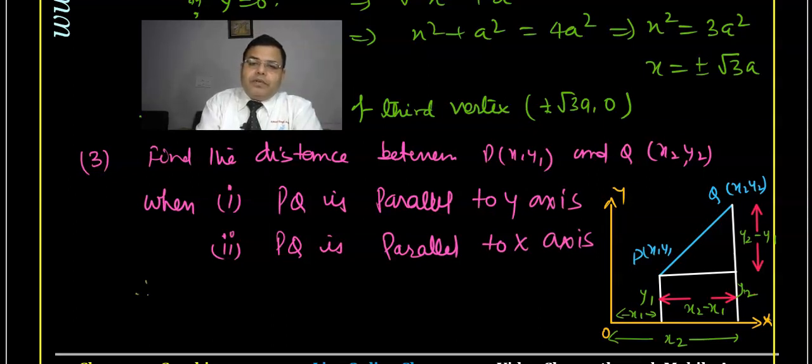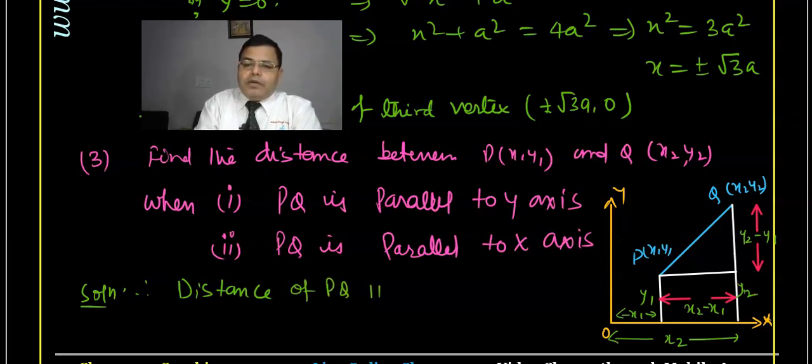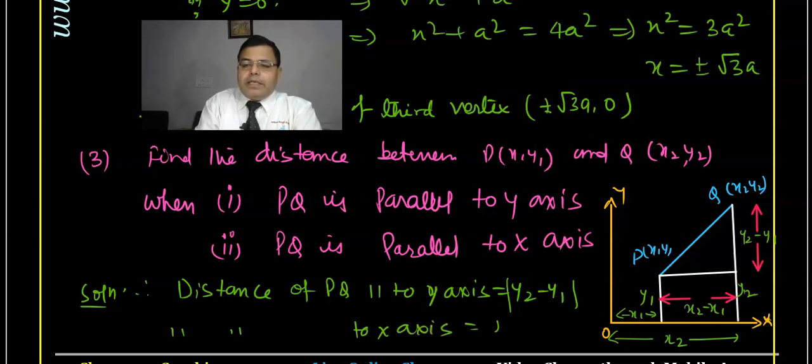Therefore, the solution: the distance of PQ parallel to the y-axis is y2 minus y1, and it can be a modulus, because x1, y1 may be here and x2, y2 there. And the distance parallel to the x-axis is x2 minus x1. That will also be a modulus because distance is always positive. So that will be the answer, I think.